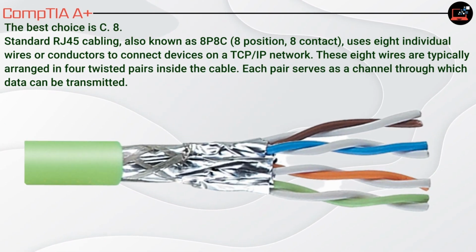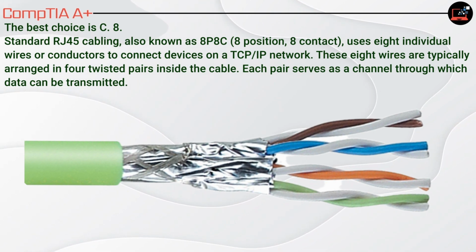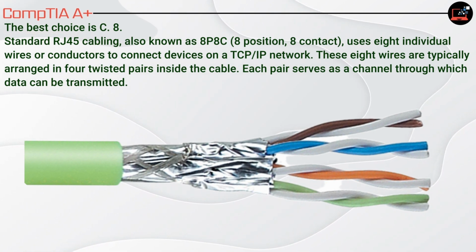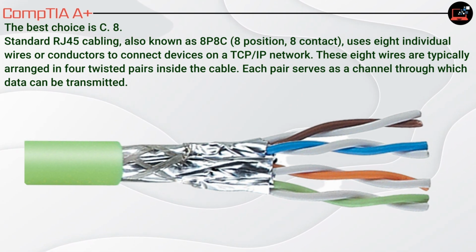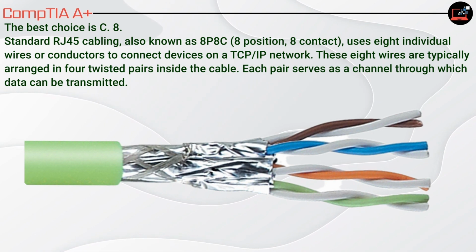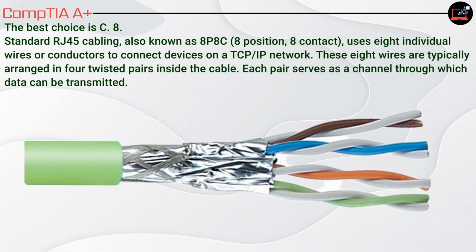Standard RJ45 cabling, also known as 8P8C, 8 position, 8 contact, uses 8 individual wires or conductors to connect devices on a TCP/IP network. These 8 wires are typically arranged in 4 twisted pairs inside the cable. Each pair serves as a channel through which data can be transmitted.